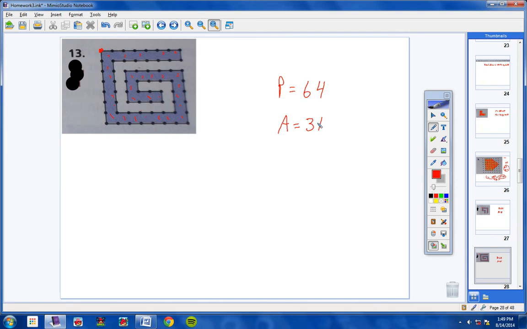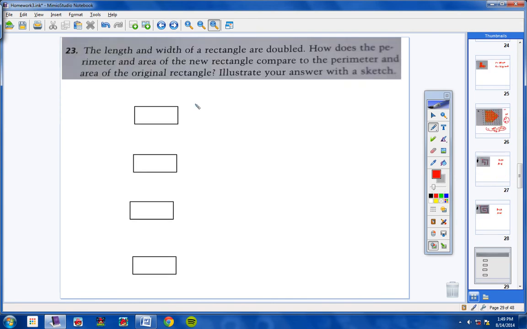All right, moving on now to number 23. Okay, if you'll turn in your books, and you should be following along in your book as we do this, number 23 reads, the length and width of a rectangle are doubled. How does the perimeter and area of the new rectangle compare to the perimeter and area of the original rectangle? Illustrate your answer with a sketch.